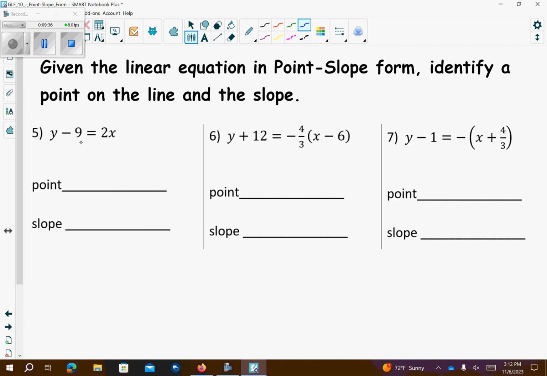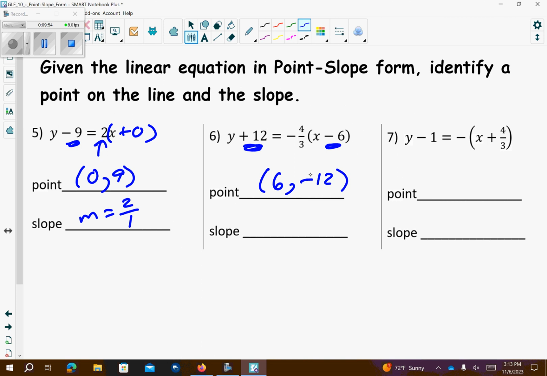Number 5, I'm going to put this plus 0. So the point is going to be 0, opposite of this. My slope is right there. Make it a fraction, 2 over 1. Number 6, opposite of this is my x value. Opposite of this y is a negative 12. My slope is negative 4 over 3. My point, opposite of this, negative 4/3. Opposite of this, positive 1. My slope, there's a 1 out front, so it's going to be negative 1 over 1.